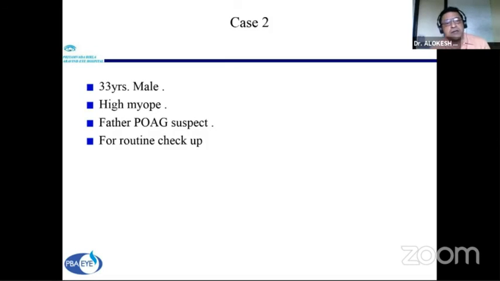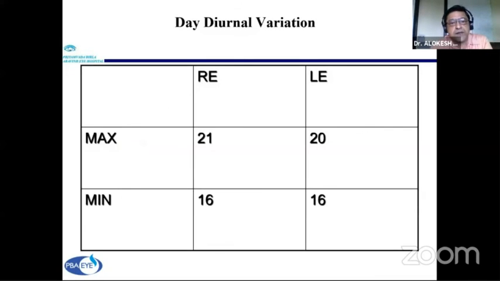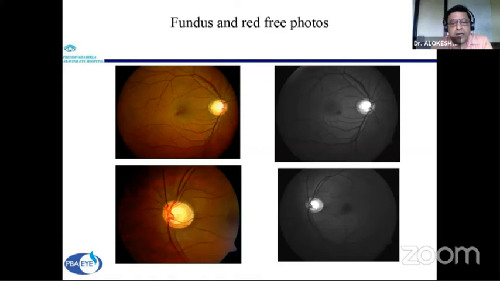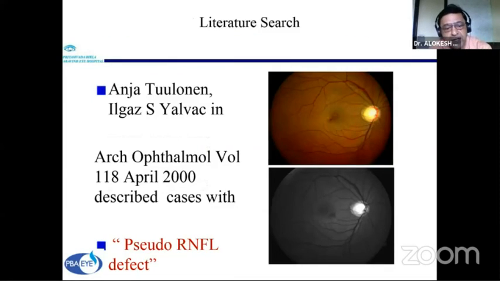Coming to another case, a 33-year-old male, high myope, father POAG suspect, normal HVFs, normal diurnals. If you look at the red free photographs and the disc photographs, there is a slightly larger cup disc ratio, and when you look at the OCT picture, you find a generalized thinning of the retinal nerve fiber layer with a good signal strength ratio. If you look carefully along the major vessels, there are deficiencies of the retinal nerve fiber layer. These are, in a high myope, actually pseudo RNFL defects.